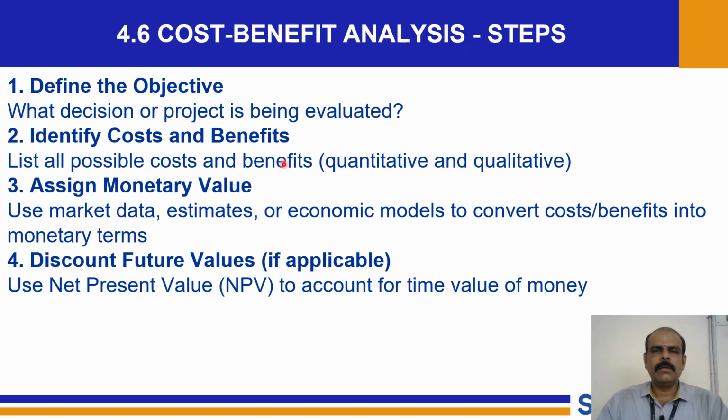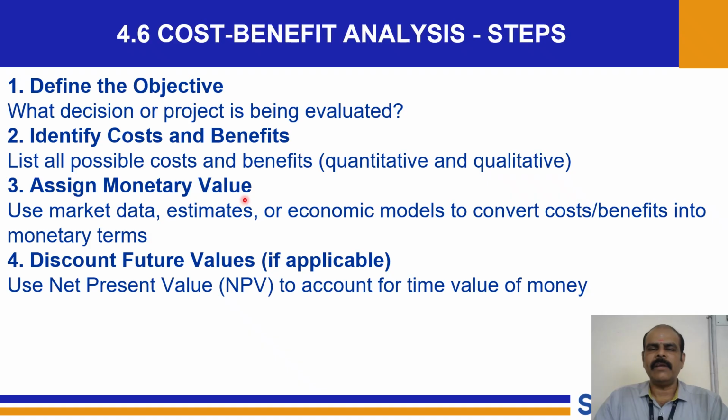Now the steps, how to do it stepwise. First is to define the objective. What is your goal? Then identify the costs and benefits. List all sorts of possible things. It might be qualitative, it can be quantitative, it might be objective, it might be subjective. So list all the things, and later on you can brainstorm and add or delete. But initially, irrespective of severity, just go ahead and list.